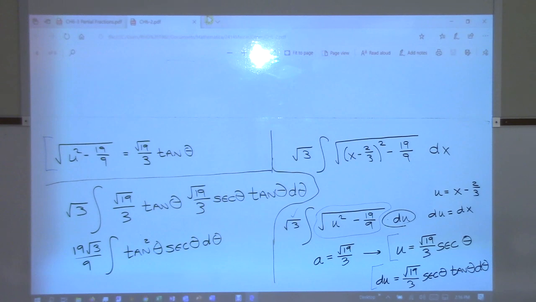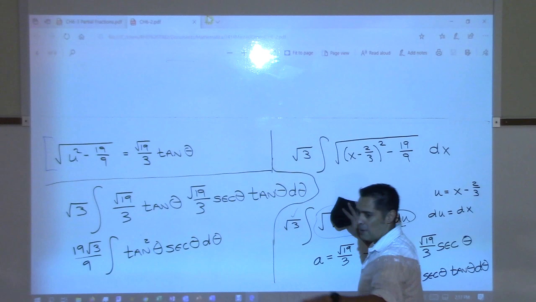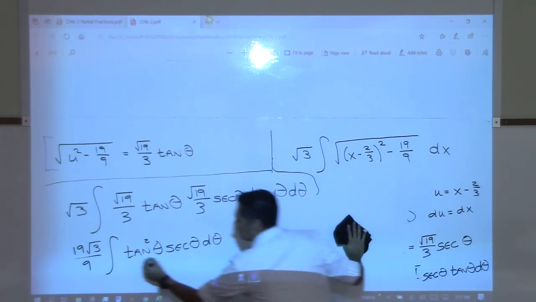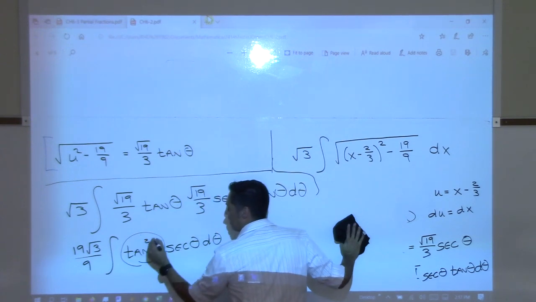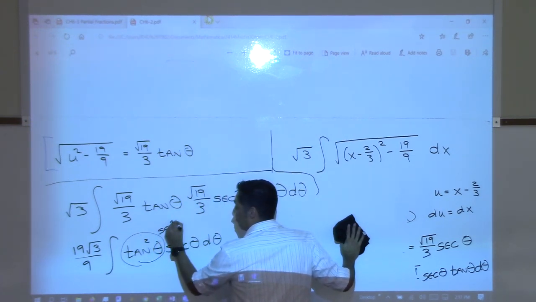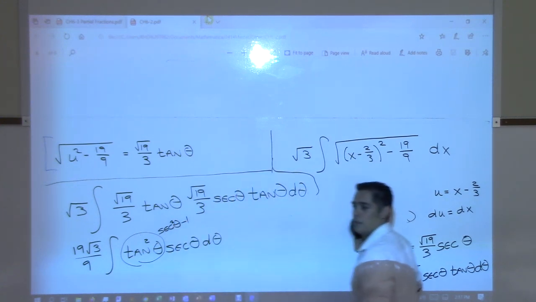Could you replace the tangent squared with secant squared minus 1? Yeah, and that's what I didn't want to happen, but I think that's what we're going to wind up doing. You could probably go either way, with sine and cosine or this way. Let's rewrite this using the Pythagorean identity. What does this turn into? Secant squared theta minus 1. That's what that is.